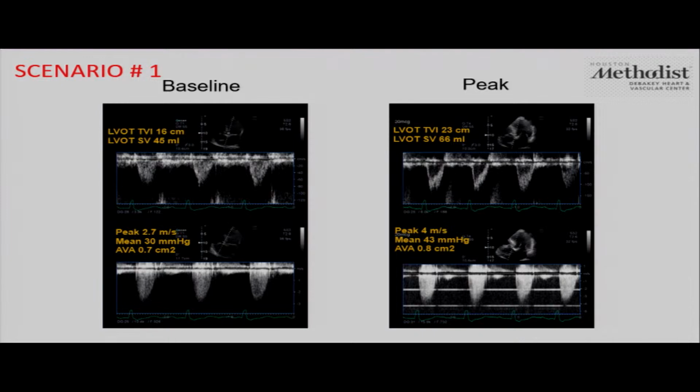The stroke volume has increased from 16 to 23, and the VTI and the stroke volume index have increased from 45 to 66, which is approximately 30%. Right? What's more important is we hit the peak of 4. So what do you think this is? Severe, right? So this is a true severe.